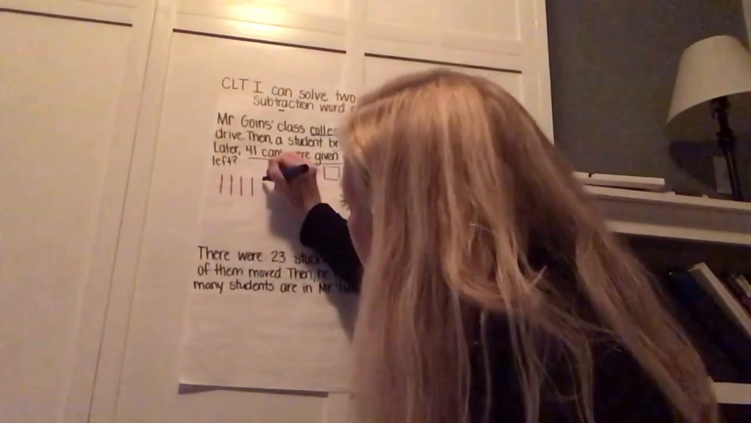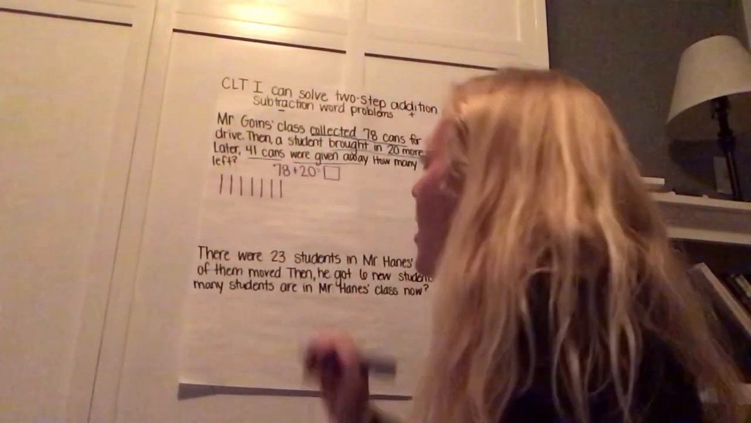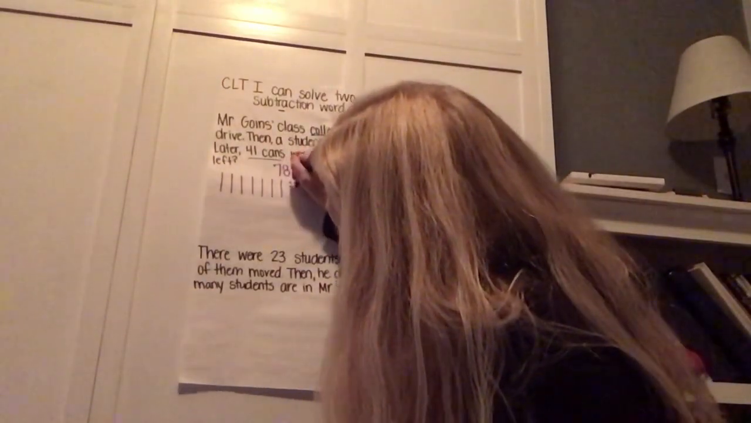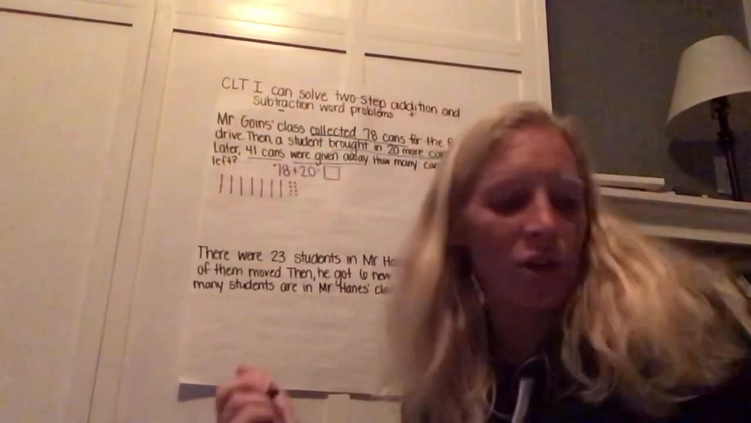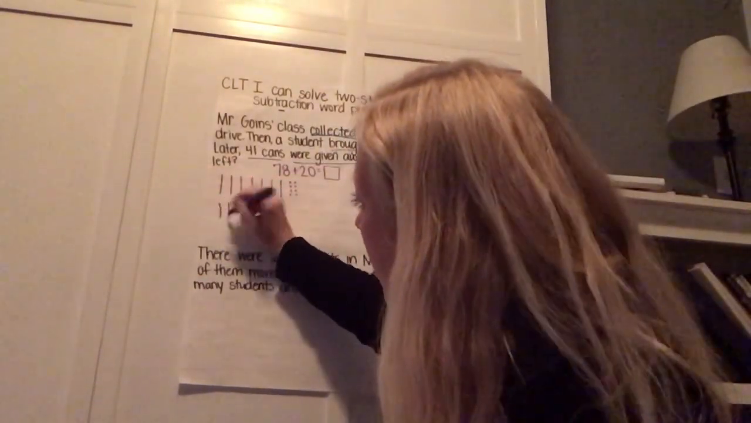Okay, so I saw a friend. How many 10s did you draw? 7 10s: 40, 50, 60, 70, okay? And then 8, okay? 1, 2, 3, 4, 5, 6, 7, 8. Okay, then what did you do? You added 20 more, okay?